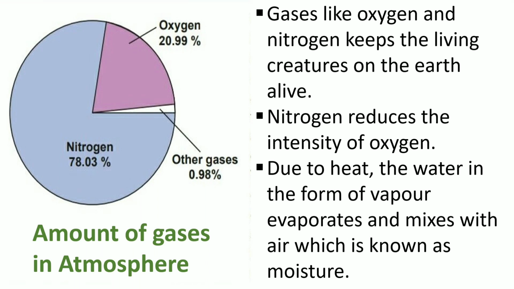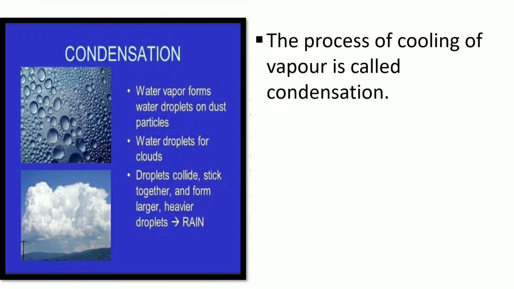So this is the power of nitrogen, which can very easily reduce the intensity of oxygen. Water is a very important component in the atmosphere, as we already discussed in hydrosphere. Due to heat, the water in the form of vapor evaporates and mixes with the air, which is known as moisture. Now the process of cooling of water vapor is called condensation. When the vapor gets cooled, this entire process is called condensation.